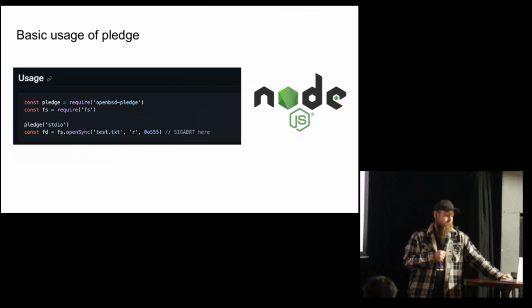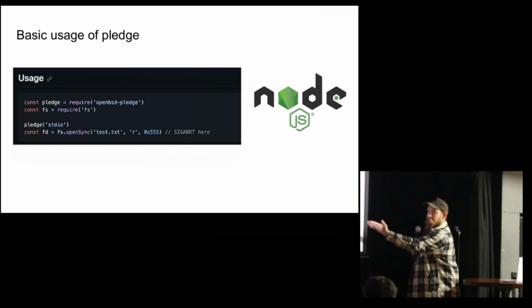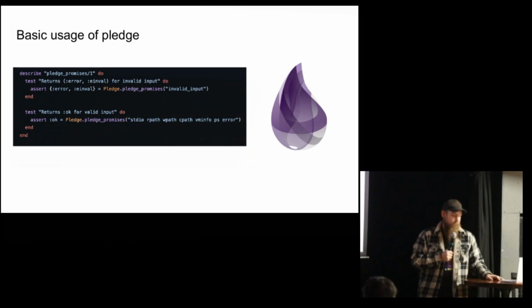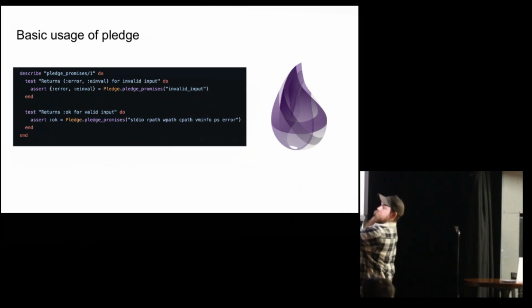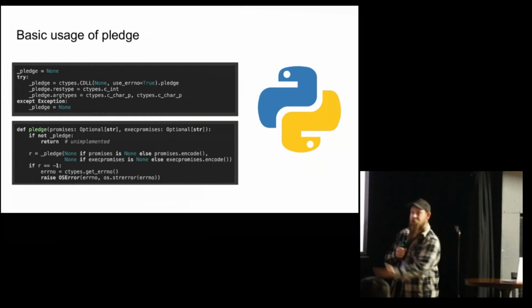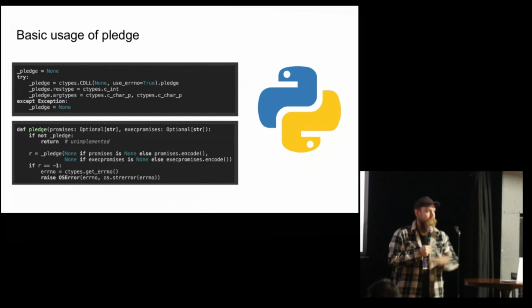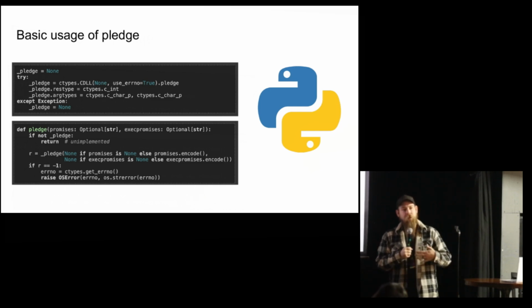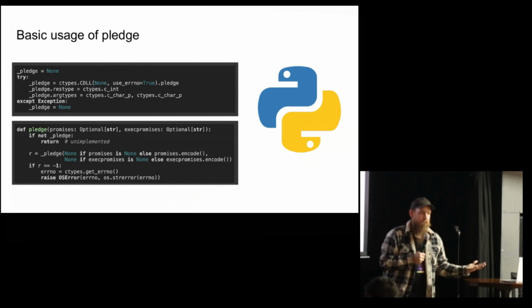With Node, there's a package for it. You just use it. With Elixir, there's just a package. You just use it. With Python, you can use the C interface, where you use the same thing. My point is that this is available in programming languages that you actually use. So please use it.